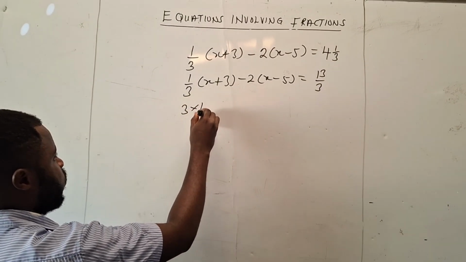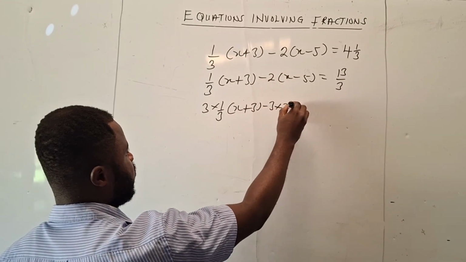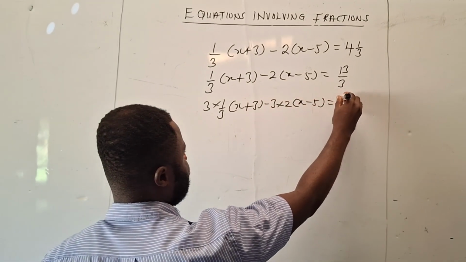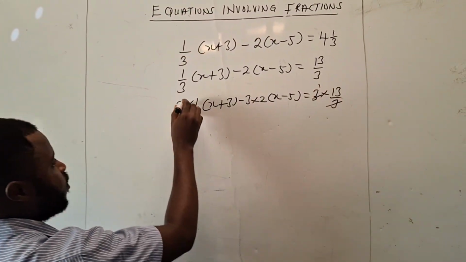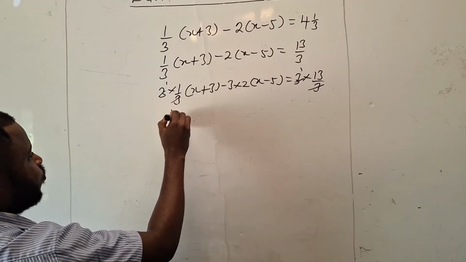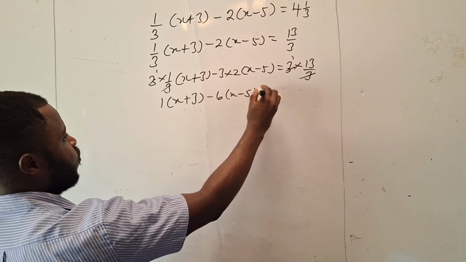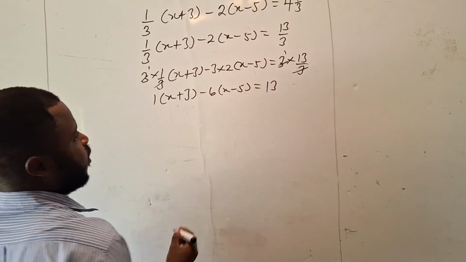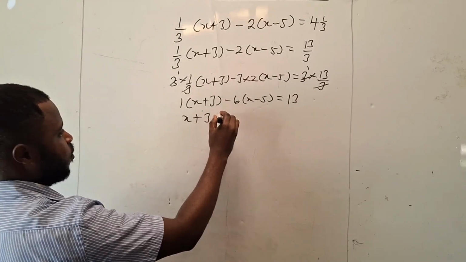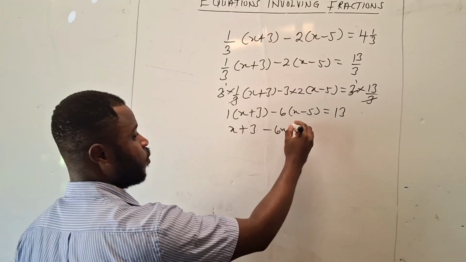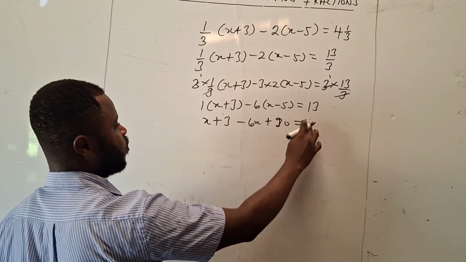So 3 times 1 on 3, x plus 3, minus 3 times 2, x minus 5. Then we have 3 times 13 on 3. This will divide this. This will divide. Now we have 1, x plus 3, minus 6, x minus 5 is equal to 13. Now we have x plus 3 here, minus 6x plus 30 is equal to 13.